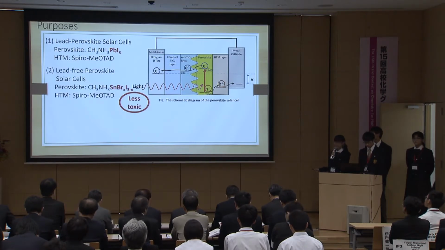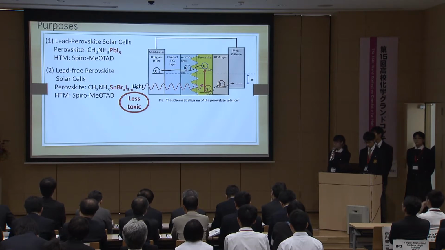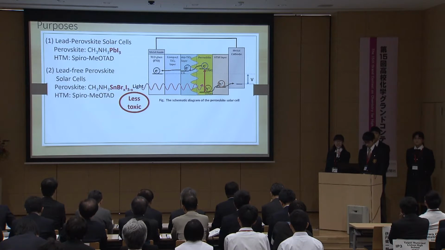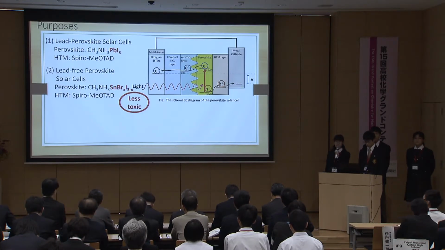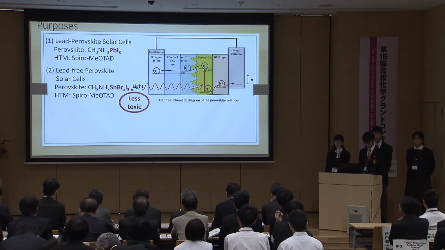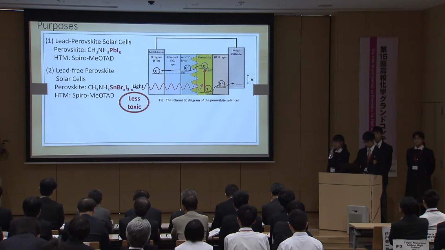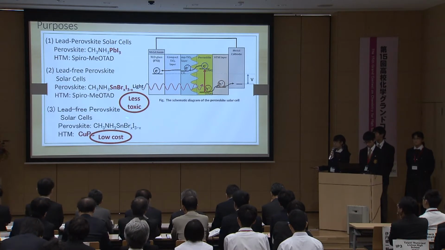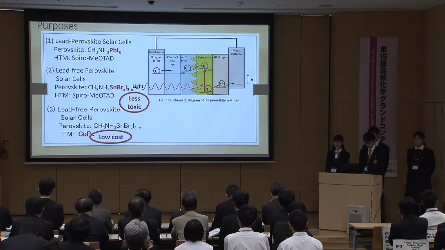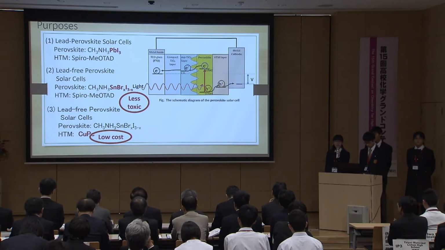Lead-free perovskite solar cells. We use this as a perovskite light absorbing layer to lessen its toxicity, and we use spiro-OMeTAD as a hole transporting material. Which lead-free perovskite materials are the best for solar cells in terms of short-circuit current and open-circuit voltage? Perovskite solar cells with copper cyanide. We researched whether copper cyanide works as a hole transporting material, and what's the difference between copper cyanide and spiro-OMeTAD.